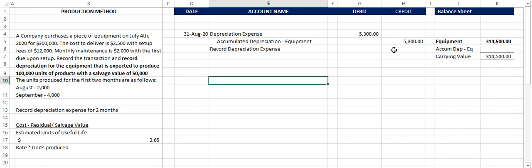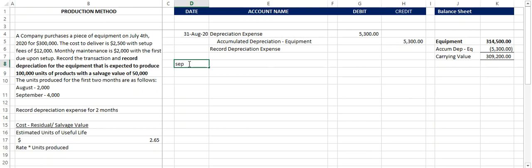Now, at the end of August, that means that our balance sheet would show equipment as $314,500 and accumulated depreciation of $5,300 with a carrying value of $309,200. And this is what would have happened at the end of August. Now let's move on to September.